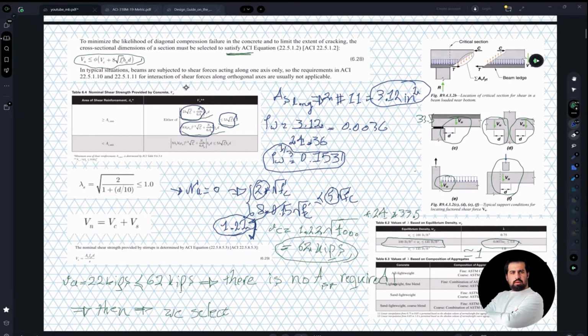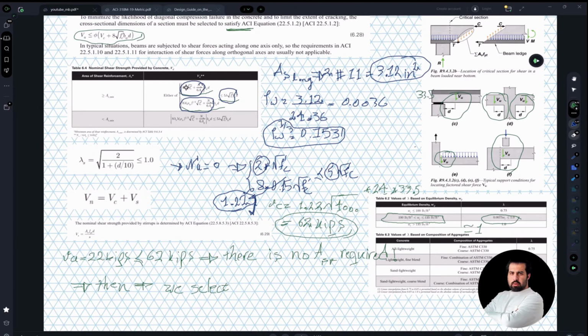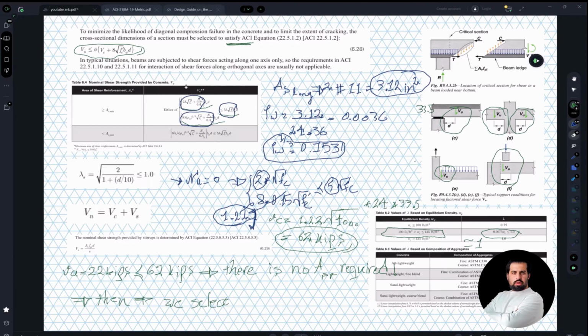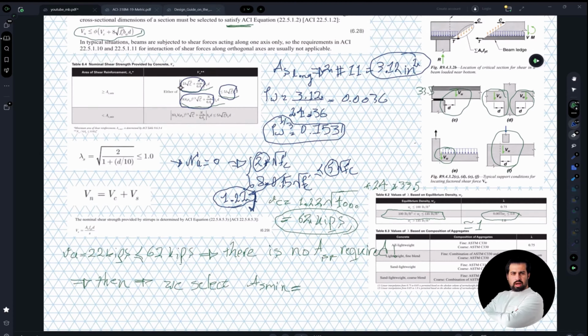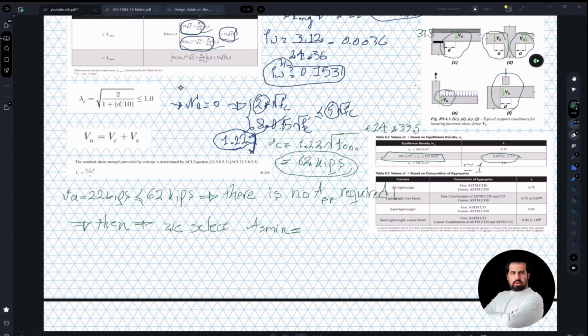So the value of our existing Vu is less than the nominal shear strength. So we consider the value of the minimum shear reinforcement for this beam. Now we want to obtain the minimum amount of shear reinforcement for this beam. First, we obtain parameters related to the design of the minimum shear reinforcement, and then we obtain the minimum amount of shear reinforcement with the relation proposed by ACI.